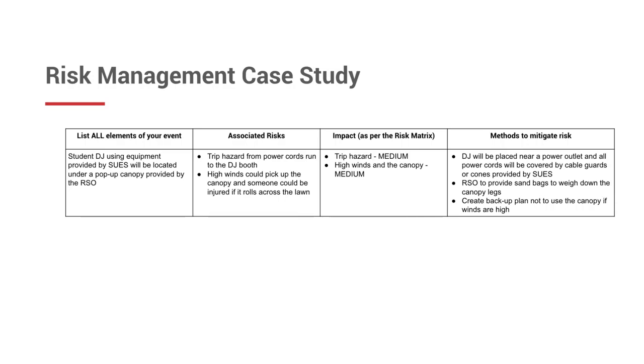Based on this event, let's complete the risk mitigation plan together. On the first row, we list our student DJ as a program element. The SUES rented sound equipment and a table for the DJ will be placed under a pop-up canopy provided by your organization. What are the potential associated risks? Though you plan to locate the DJ as close as you can to a power outlet, the cords still have to be run a short way through the grass, so there is a risk that someone could trip, fall, and injure themselves on the electrical cords.